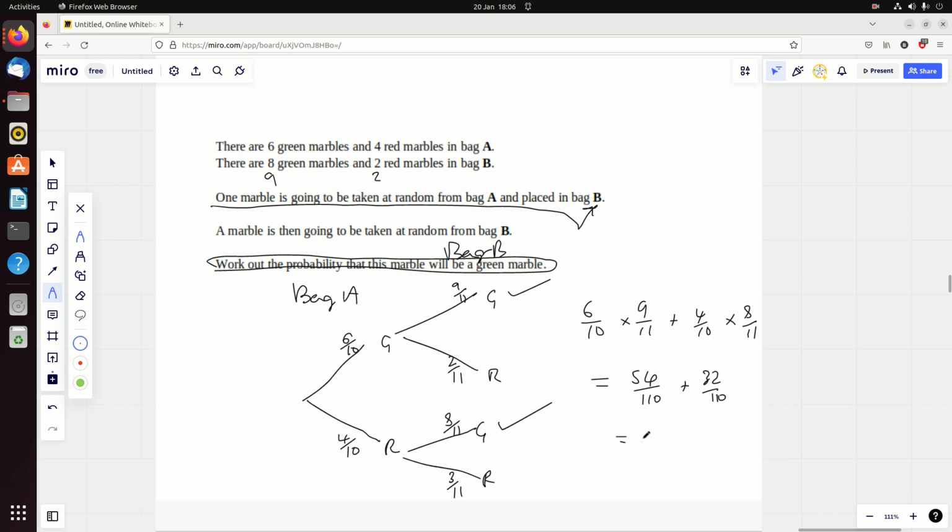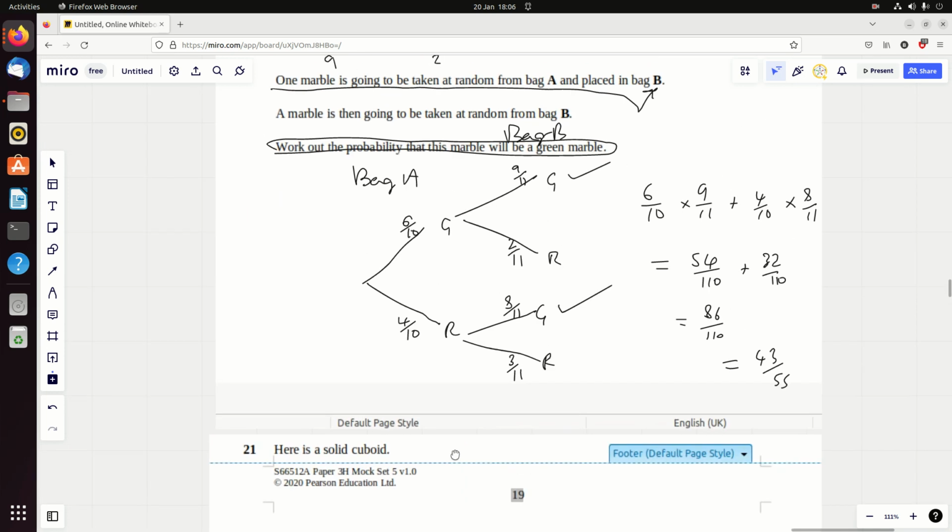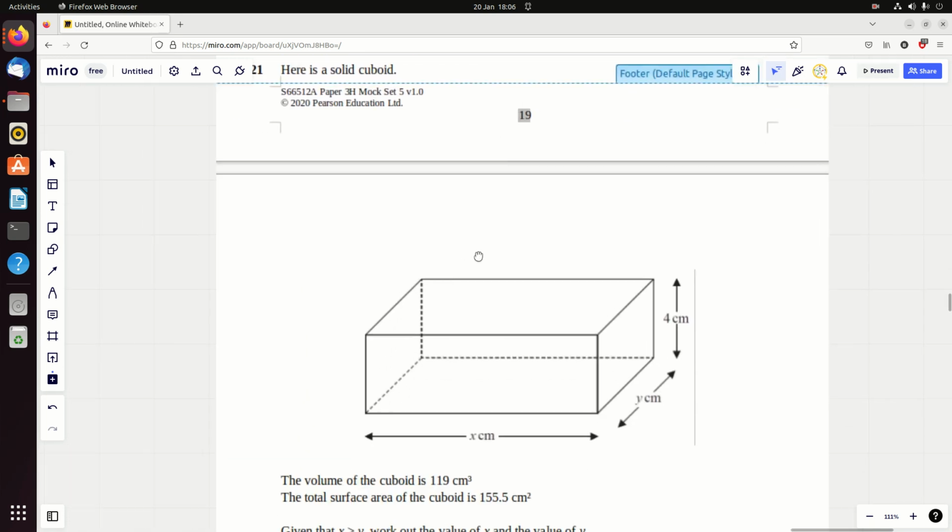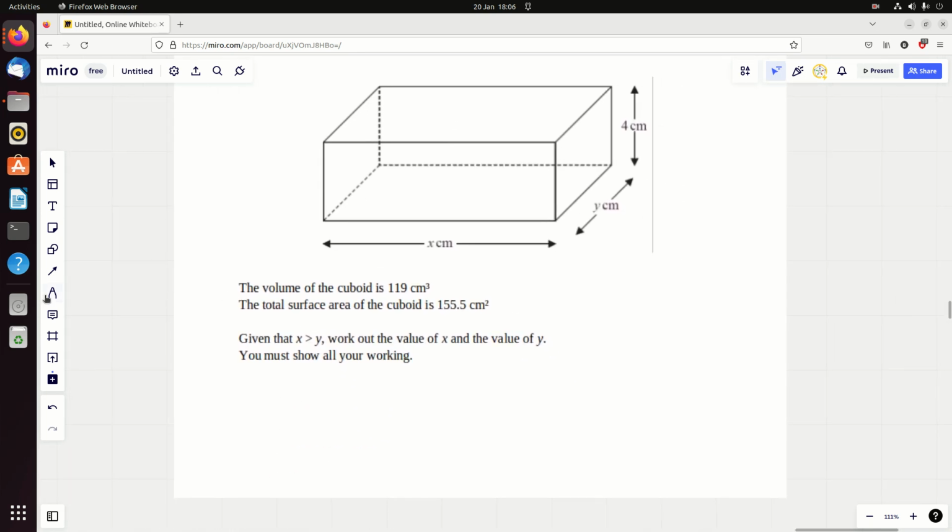Okay, and so that gives you overall 86 over 110, which is good for everybody. Pretty much everybody simplified it, but if they don't ask you to simplify, you don't have to, strictly speaking. But it's a good habit to be in, because most of the time they will ask you to simplify. Last one. Okay, this is hard.